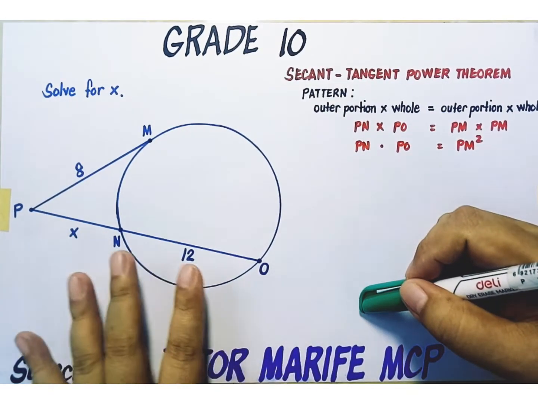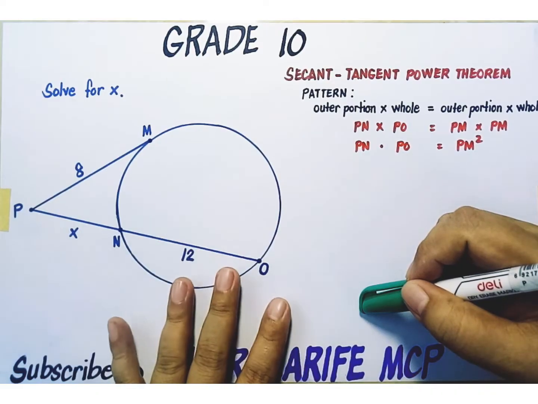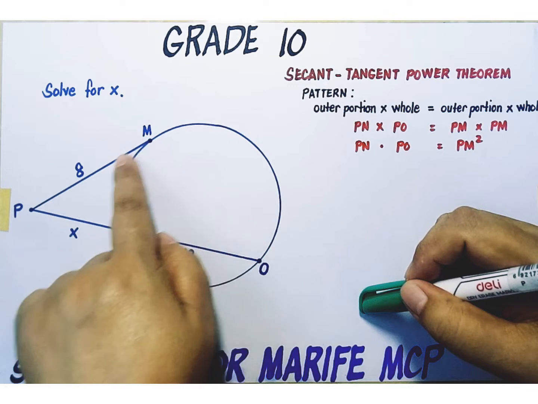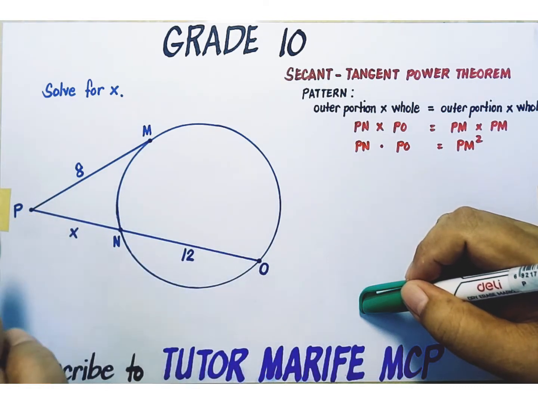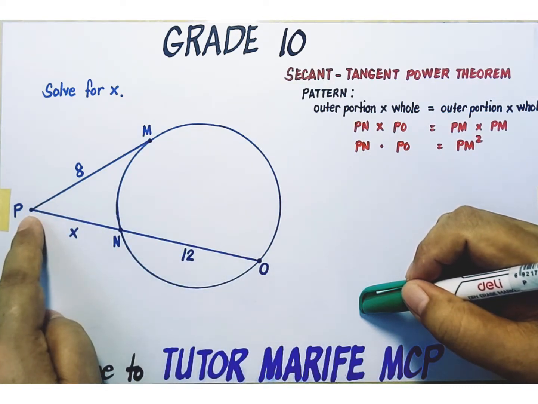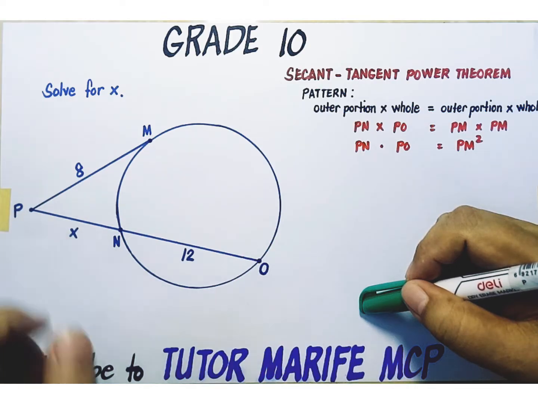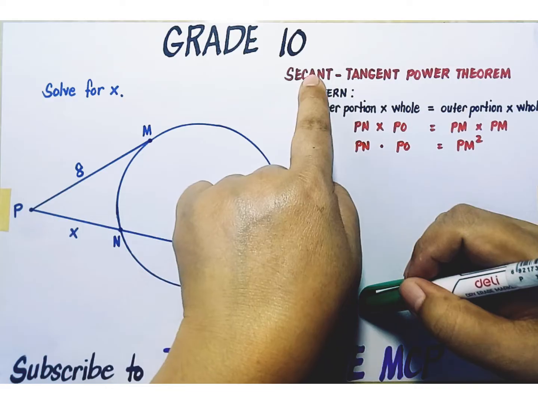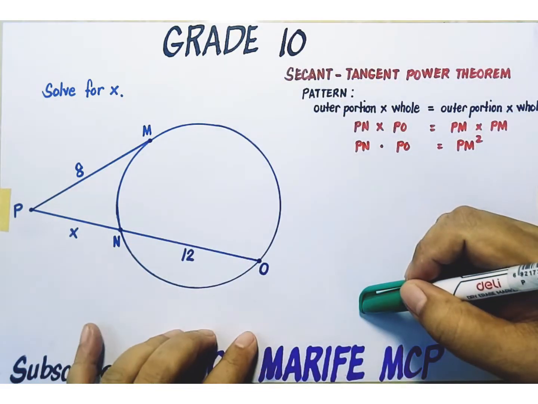Here's problem number 2. This is the given figure. Secant segment OP and tangent segment MP intersect at a point outside the circle, at point P. To solve for x, we are going to apply the secant tangent power theorem.